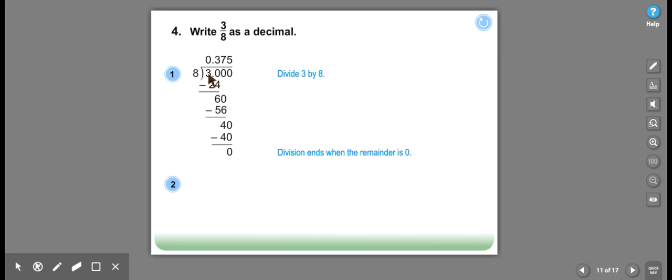So here we put our decimal on top. 30 is divisible by 8 3 times, and then we had a remainder of 6. Drop down another 0. 60 is divisible by 8 7 times. We subtracted 56 from 60. We got a remainder of 4. So again, we have to drop down another 0. And then 40 is divisible by 8 5 times. And when we have our remainder of 0 is where we stop, or if there's a pattern. So 3/8 equals 0.375.